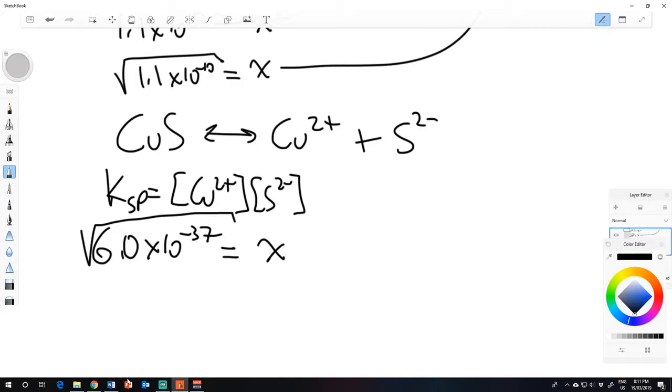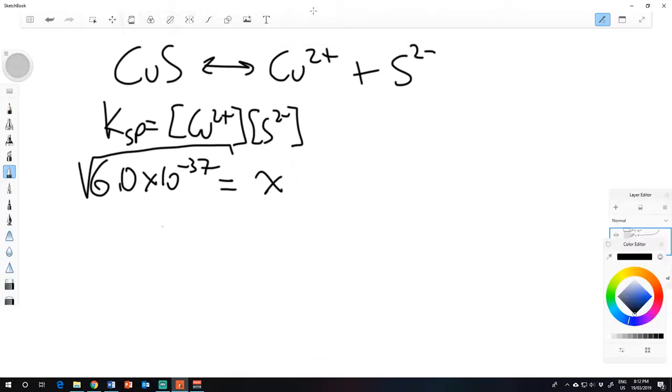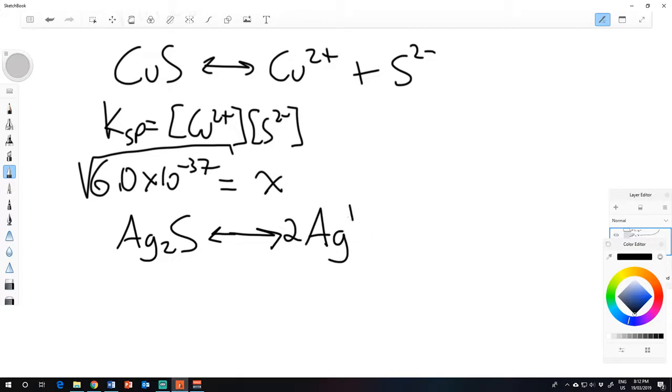Now things take a slight turn for the worse if you end up having a salt like this, silver sulfide. If you have silver sulfide, this is what caused a bunch of confusion, I think it was last week. Which hopefully we all sorted out now.